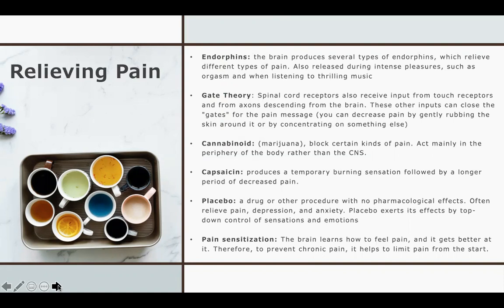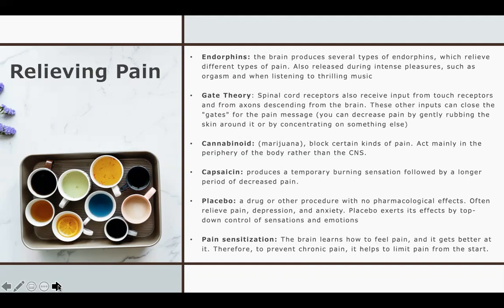And the discovery of endorphin has provided physiological details for the gate theory. The gate theory was proposed decades earlier by Ronald Melzack and P.D. Wall in 1965. The gate theory was an attempt to explain why some people withstand pain better than others and why the same injury hurts worse at some times than others.